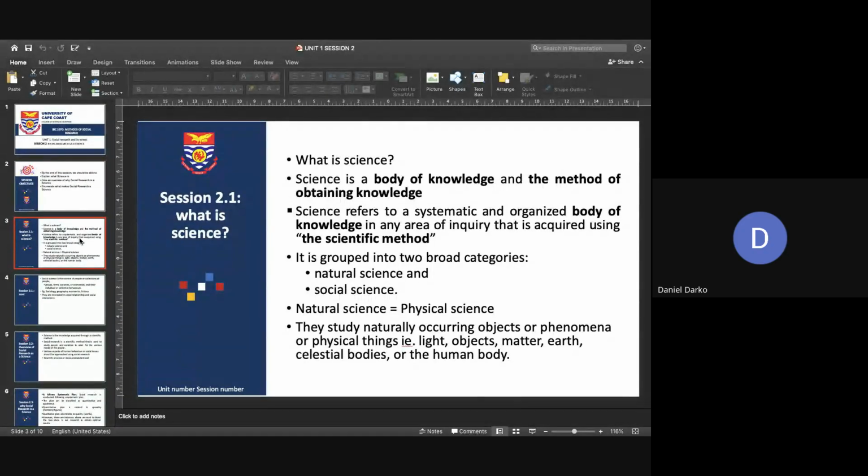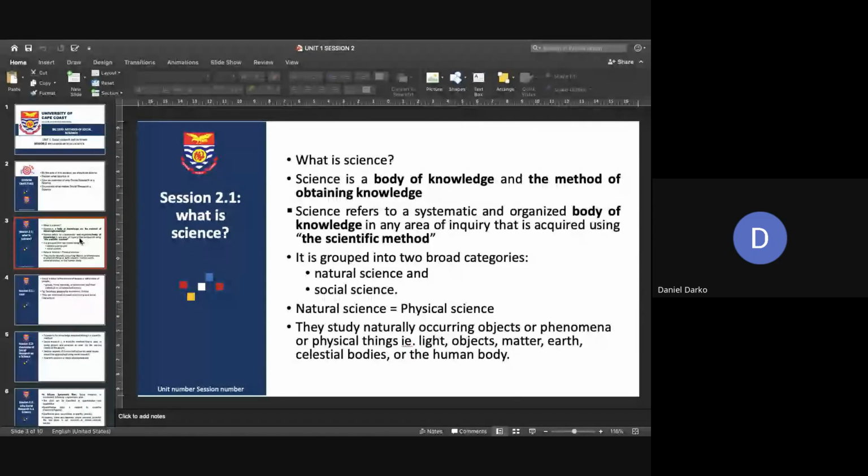A science is a body of knowledge and the method of obtaining knowledge. That's the definition of science. It's a body of knowledge and the method of obtaining the knowledge. So we have knowledge about a particular phenomenon. It could be teenage pregnancy. You want to obtain knowledge about that. Then what are the methods of obtaining more knowledge about the phenomenon we are interested in?